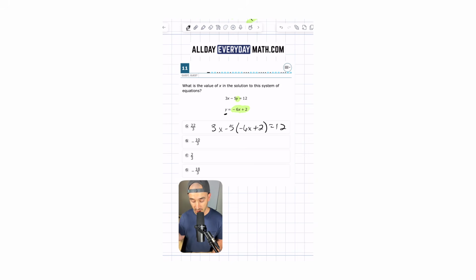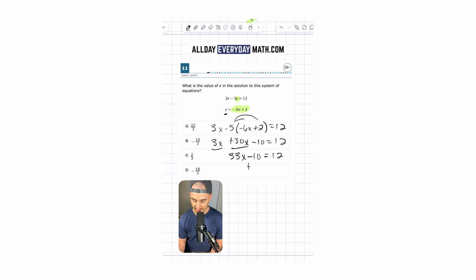Now we can just solve the equation. So we're going to distribute the negative 5 to both terms. That's going to give us positive 30x minus 10 is equal to 12. And we're going to bring down our 3x on the left. Now we have 3x plus 30x, so we can combine those like terms to make 33x minus 10 equals 12.